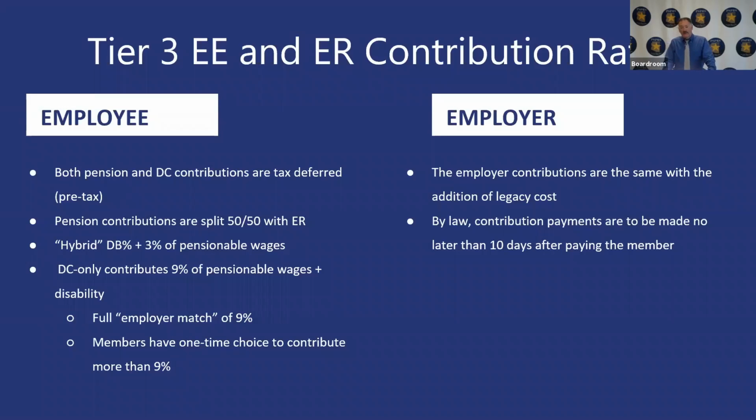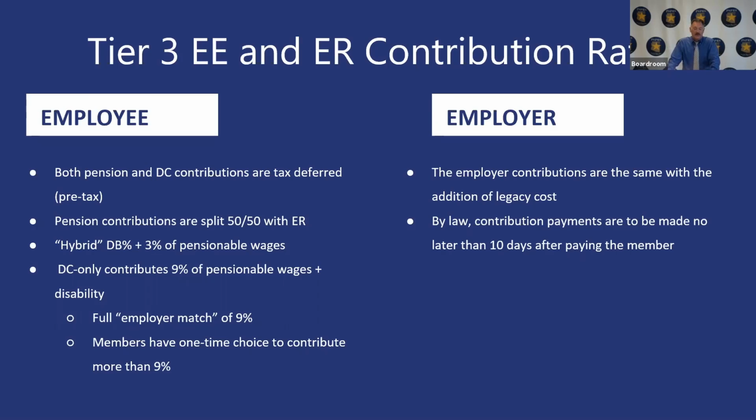Contributions. This is a public pension plan. The member makes contributions into the plan. Members are required to pay into the plan, as is the employer. What's unique about Tier 3 is it's a 50-50 plan. In other words, whatever the member is contributing, the employer contributes basically the same amount, anywhere between 9 and 11% for that defined benefit member.